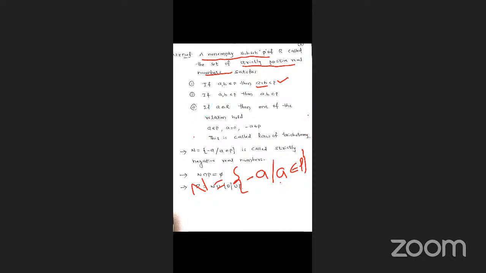Capital N is usually a natural number. But here capital N is denoting negative real numbers. It is not the natural number system. Do not be confused here. Here capital N is equal to negative real numbers. That's all, not natural numbers.